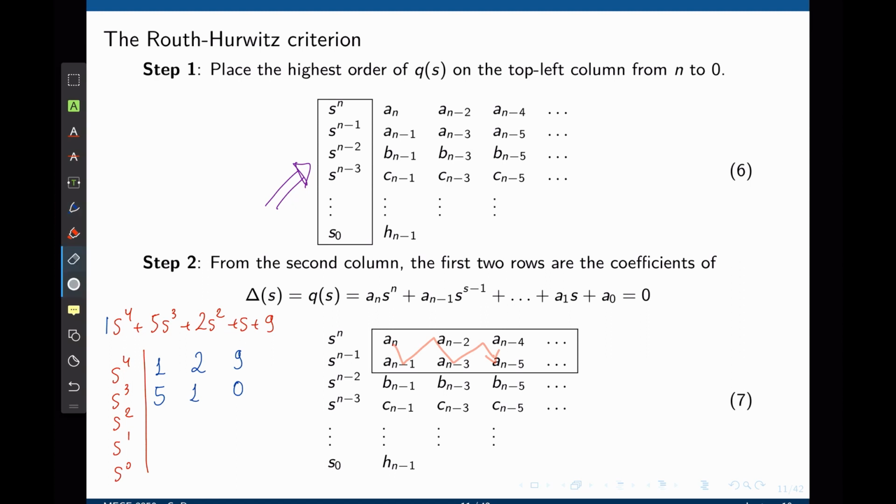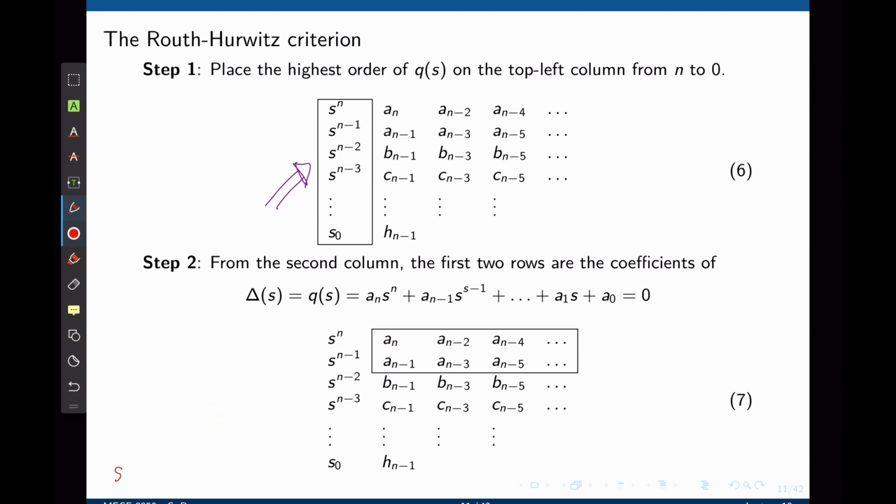Now note, if one of the powers of s is missing, say s to the power of 1 is not present, and we would have simply s to the power of 4 plus 5s cubed plus 2s squared plus 9, we still need to add s to the power of 1 to the array. In this case, the coefficient of s to the power of 1 is 0. So we would have 1, 5, 2, 0, 9, and 0. S to the power of 1 still exists, but its coefficient is 0, so typically we don't write it, but it needs to make it to the array.